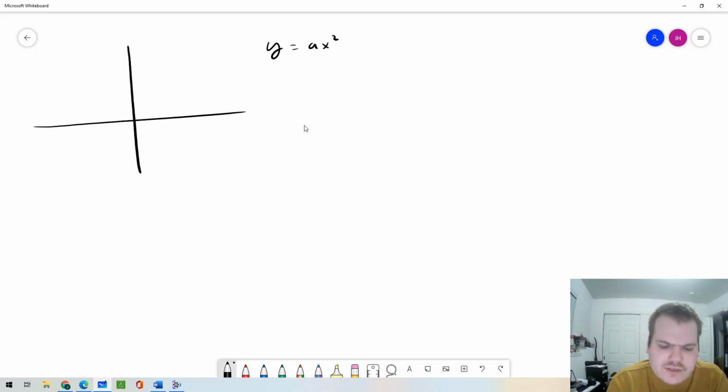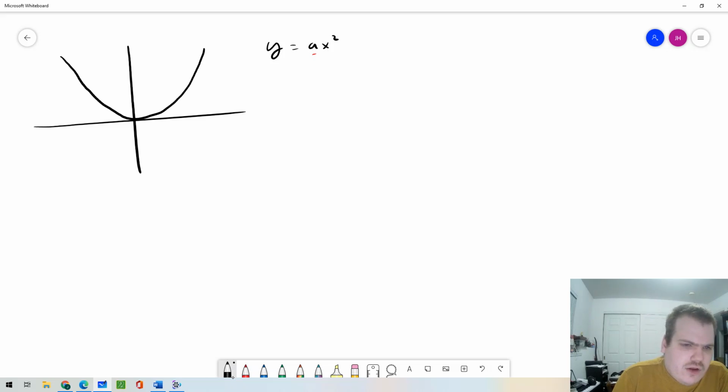So the main case that we're really worried about is what does this a do, and what's important about that a. So I'm going to let this be a general parabola that goes through the origin, and let's say that it looks like this. Now notice that if I put in 0 for x, I'm going to get back 0 for y. So my vertex here is going to be (0, 0).